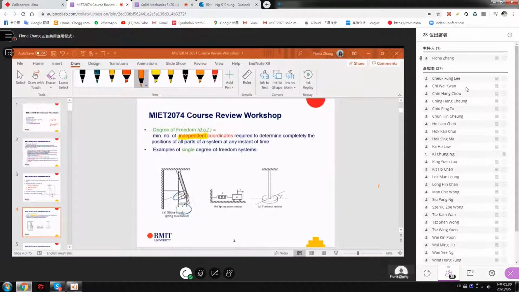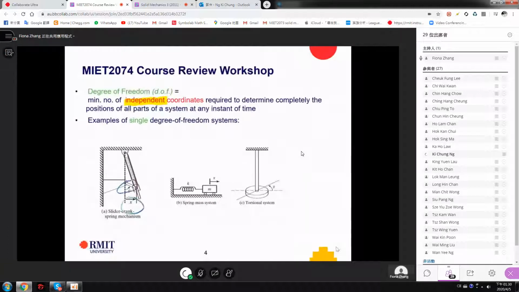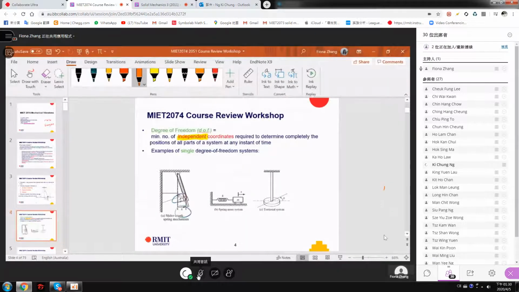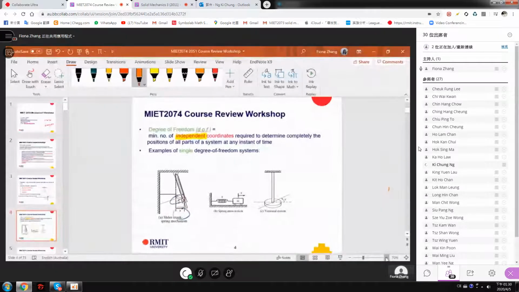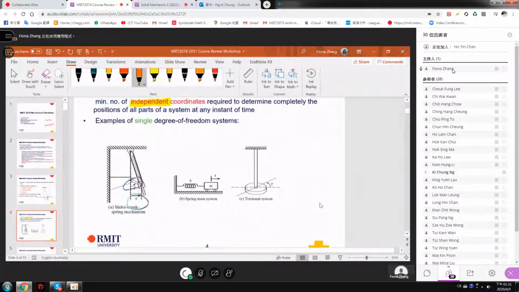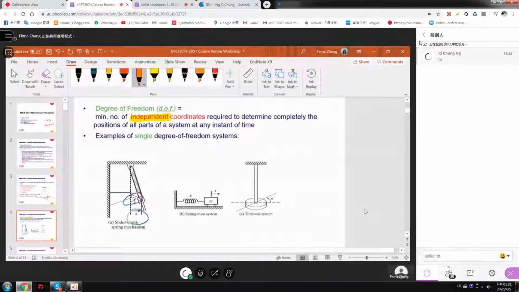Okay, so what's the relationship between these two coordinates? I'll try if I share the screen whether I can still write, okay? But I cannot erase. So I just keep this, probably enlarge a little bit, okay? Right, what's the relationship between these two coordinates?